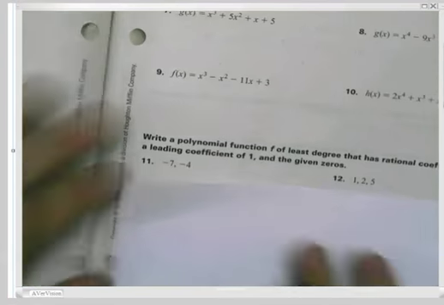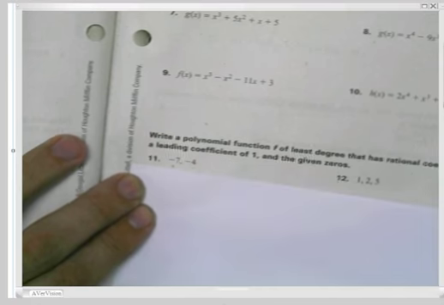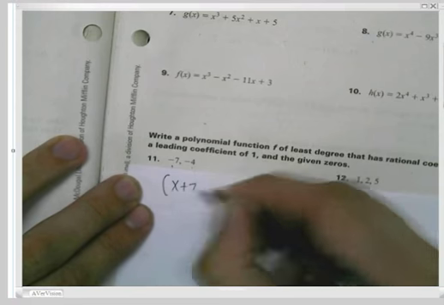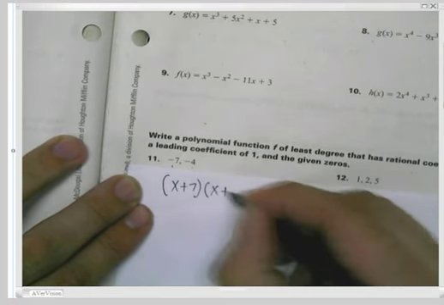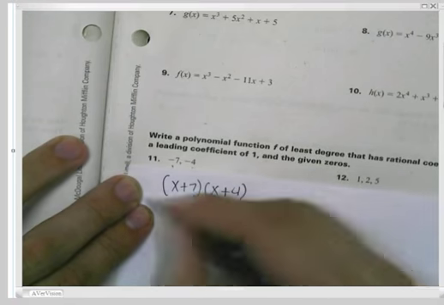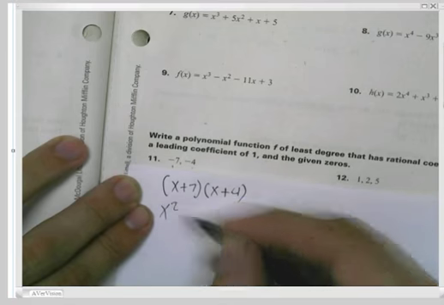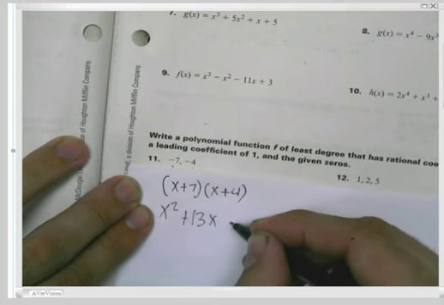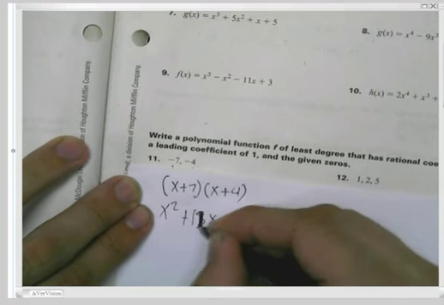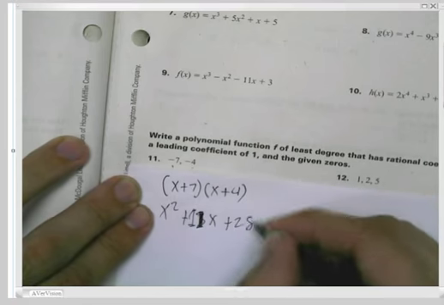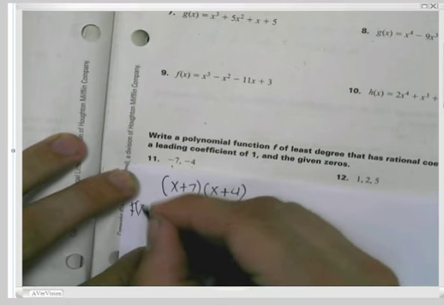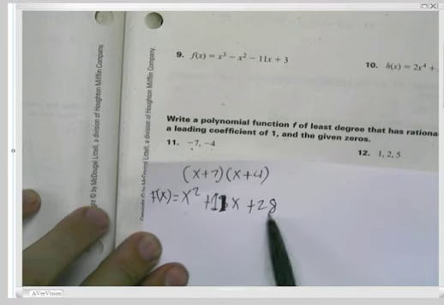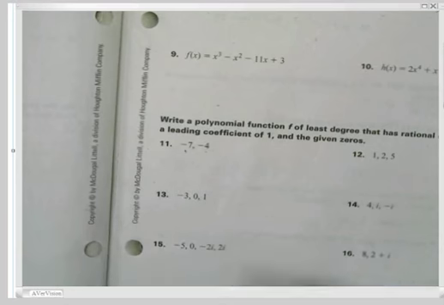Let's say that we have this problem here. I know that these are zeros, so I know that it's going to look like this: x plus 7 times x plus 4. Well, let's just multiply it all together. We get x squared plus 11x plus 28. That's our f of x. That's our function. We just made a function. x squared plus 11x plus 28.